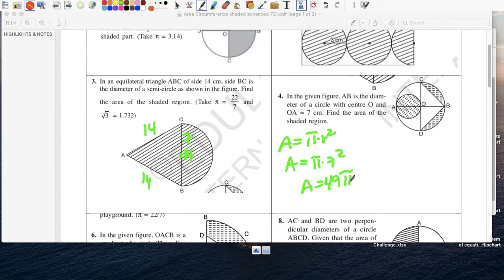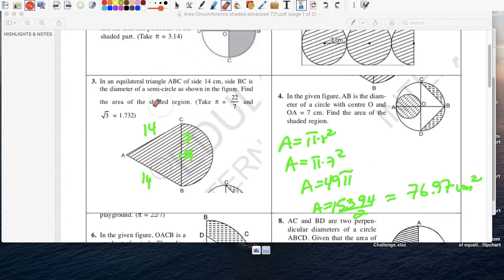Well, actually, we're going to have to change it. So 49 times pi is 153.94, and we're going to divide that by 2 because we want half a circle. And we're going to get, the area of the half circle there is 76.97. What is the unit? Centimeters squared. So we did the half circle.